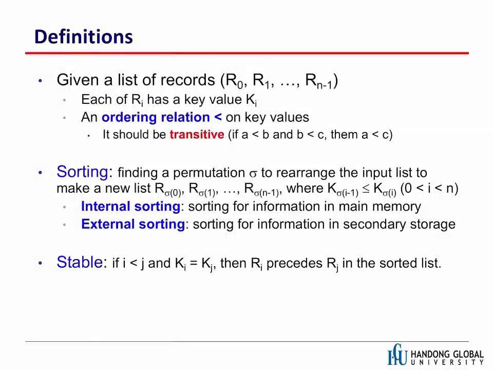Let's talk about sorting algorithms. Before sorting algorithms, we have to define what sorting is. First, given a list of records from R sub 0 to R sub n minus 1, so we have n records, each R sub i has a key value k sub i.